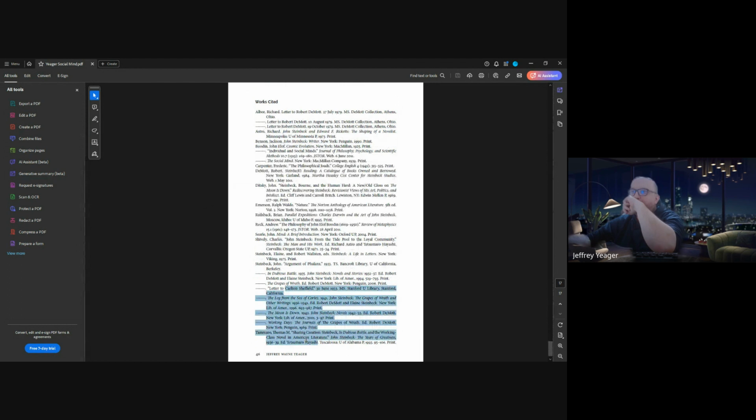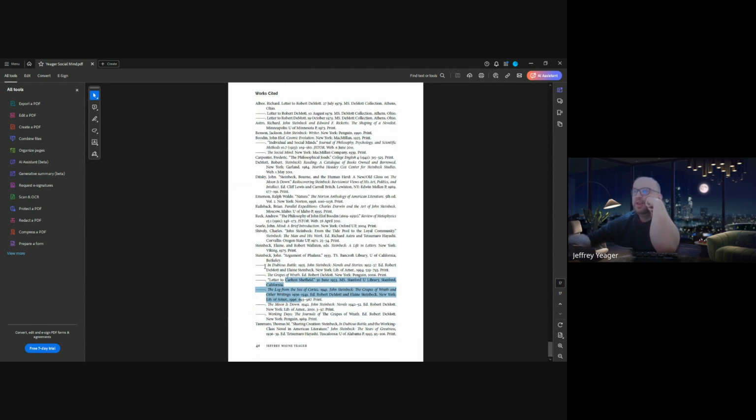Yeah, if you quote multiple Steinbeck books, you'll probably do that at least once in your paper. So like here, I quoted Argument of Phalanx, In Dubious Battle, The Grapes of Wrath, Log of the Sea of Cortez, The Moon is Down, and Working Days, The Journals of the Grapes of Wrath. So the squiggle is how you approach that. Does that make sense?